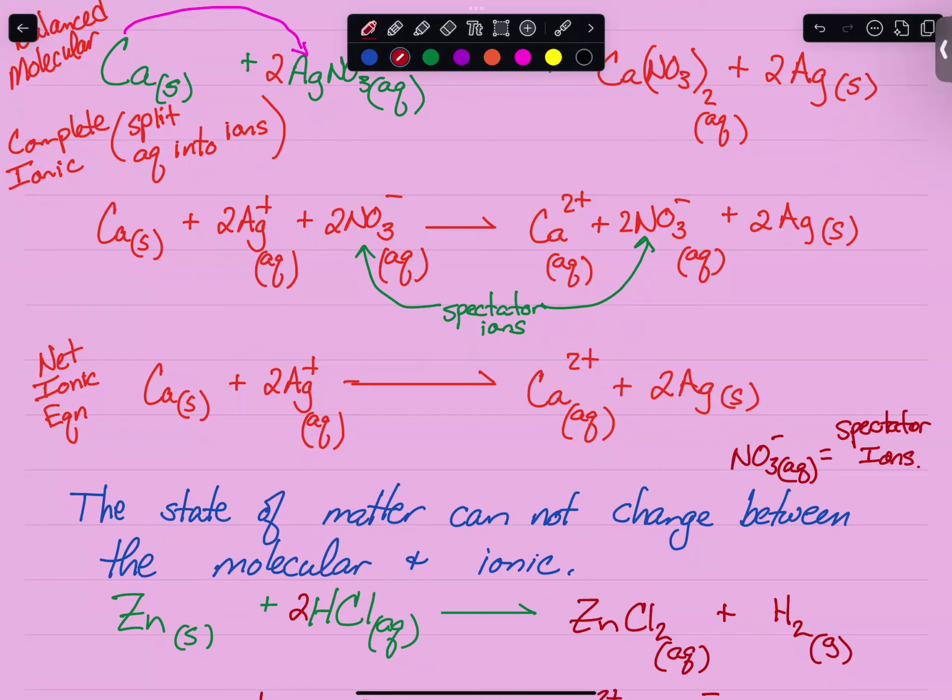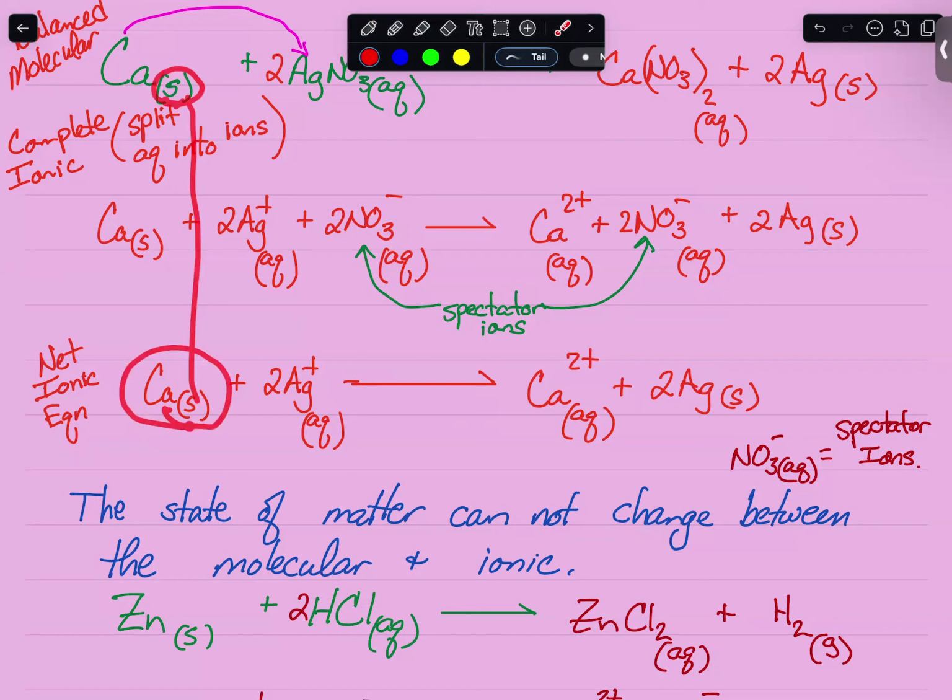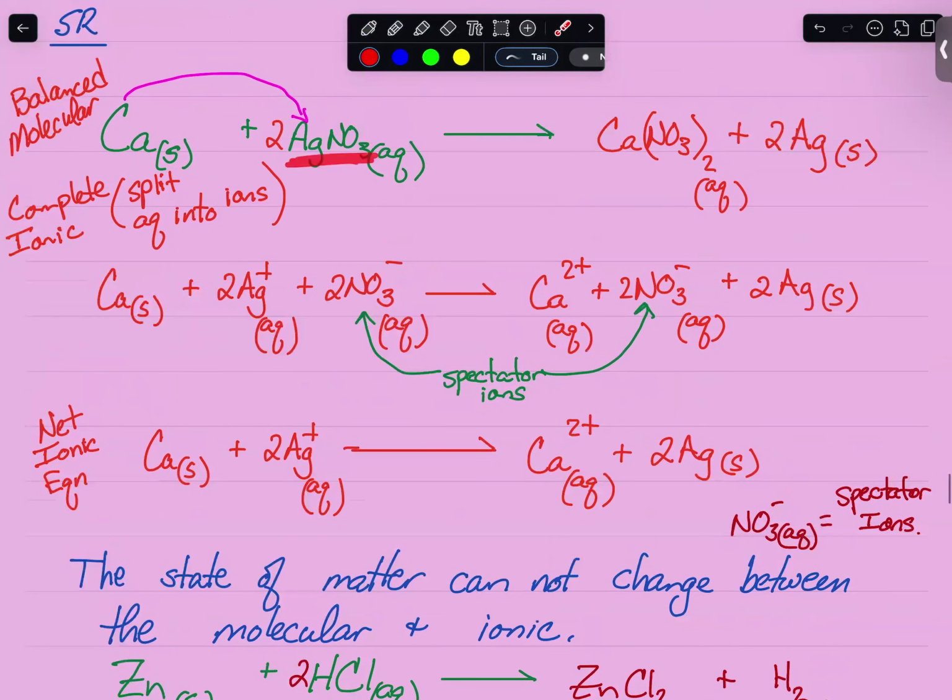Okay, the key here in blue, the state of matter cannot change between the molecular and the ionic. So if calcium was a solid here, when we get down to the ionic, calcium is a solid there. Silver was aqueous. It doesn't have a charge up here because it's in a compound. It has a charge down below because we've isolated the silver ion out. Same with calcium nitrate. It's aqueous, therefore calcium is aqueous, nitrate is aqueous.